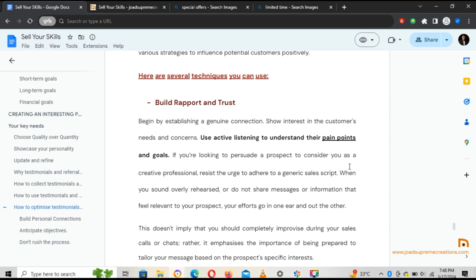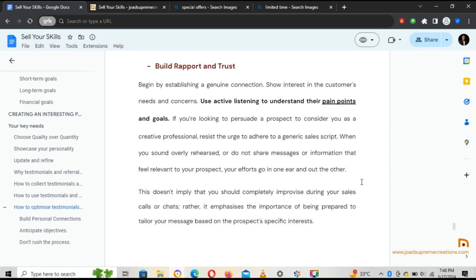So if you are looking to persuade a prospect to consider you as a creative professional, resist the urge to adhere to a generic sales script. When you sound overly rehearsed or do not share messages or information that feel relevant to your prospect, your efforts go in one ear and out the other. There are some generic scripts talking about sales, talking about handling objections and the rest that probably some of you have gotten.